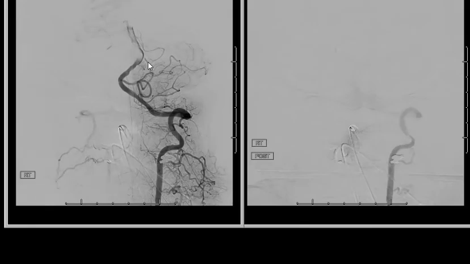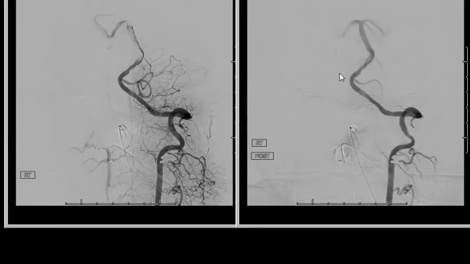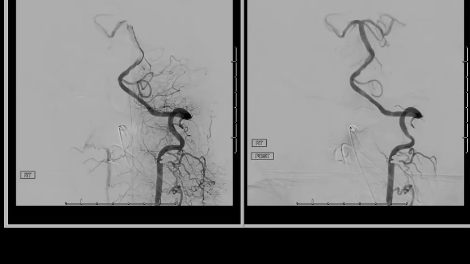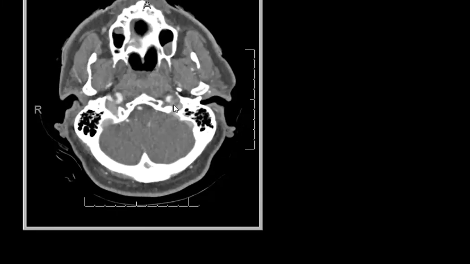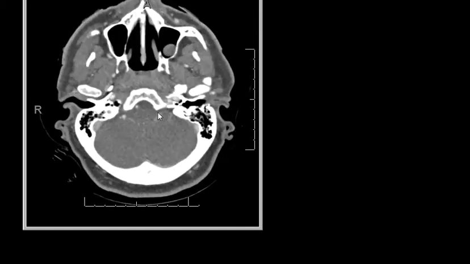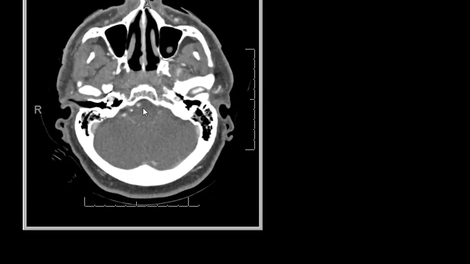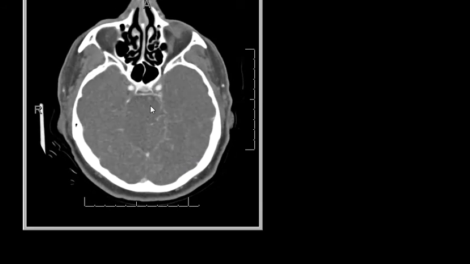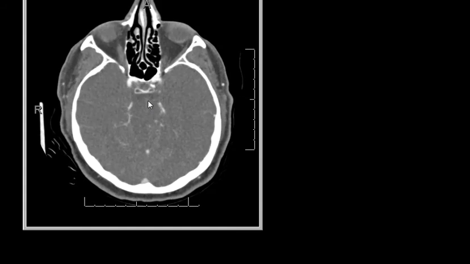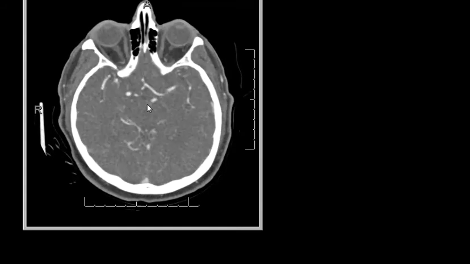This is the beginning of the angiogram. It shows the clot in the basilar artery, almost filling the entire basilar artery. After you clean it out, this is the basilar artery. I forgot to show you the pre-angiogram. The CTA showed a filling defect in the basilar artery, with faint contrast right here in the basilar artery, almost entirely occluded.